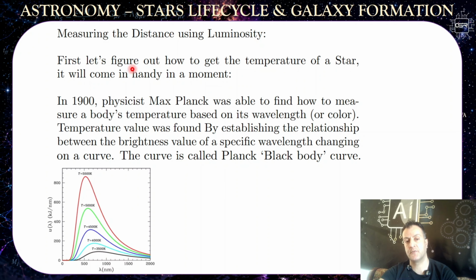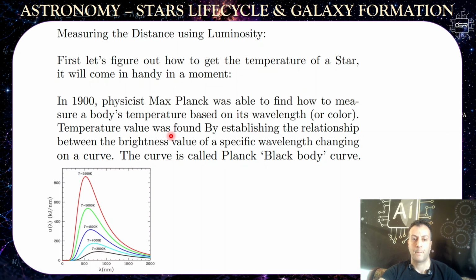Let's first figure out how to get the temperature of a star. It will come in handy in a moment. In 1900, physicist Max Planck was able to find how to measure a body's temperature based on its wavelengths, or color, so to speak. And he won a Nobel Prize for it, by the way. So the temperature value was found by establishing the relationship between the brightness value of a specific wavelength and the wavelength itself, which is the color.